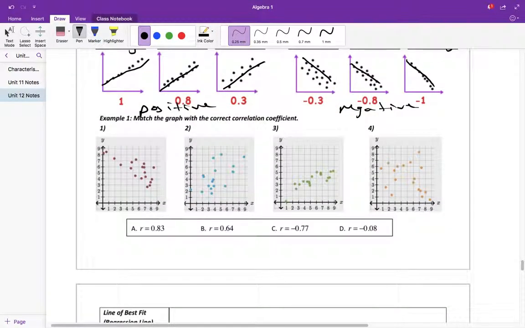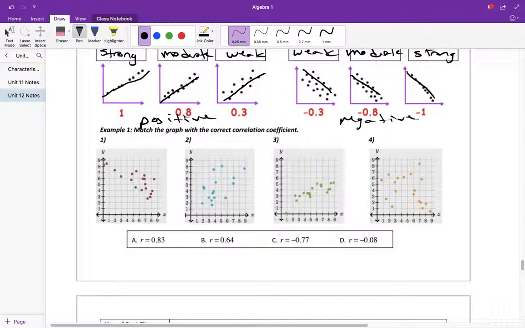Okay, so in example 1, and this will be the only example we do today with this, match the graph with the correlation coefficient. So looking at these values, it looks like we should have 2 relationships that are positive and 2 that are negative. So looking at these, the 2 that look like they're positive, this looks like number 2 is positive, and it also looks like number 3 is positive. I would say that number 3 has a much stronger relationship than number 2, so we would want to pick the value that's closer to 1, which would be A for number 3, and then B for number 2.